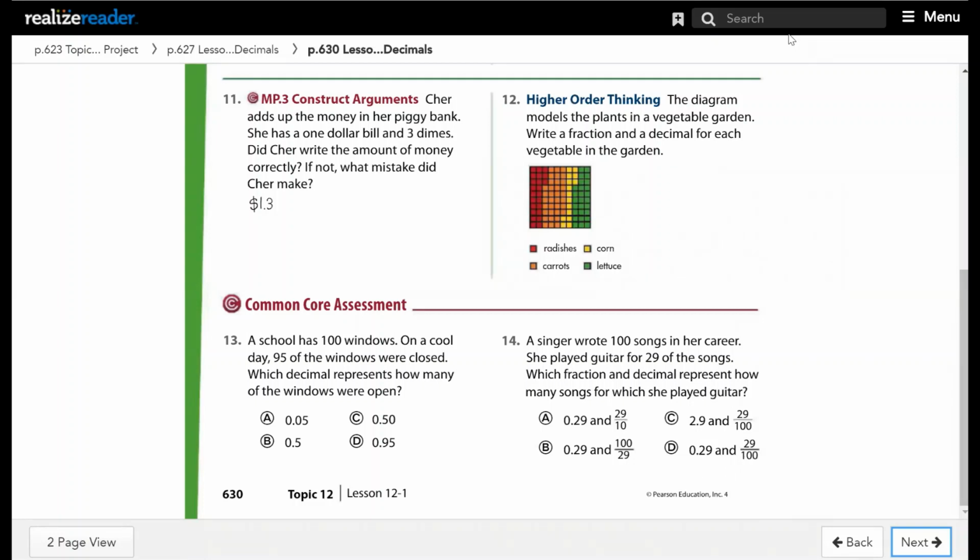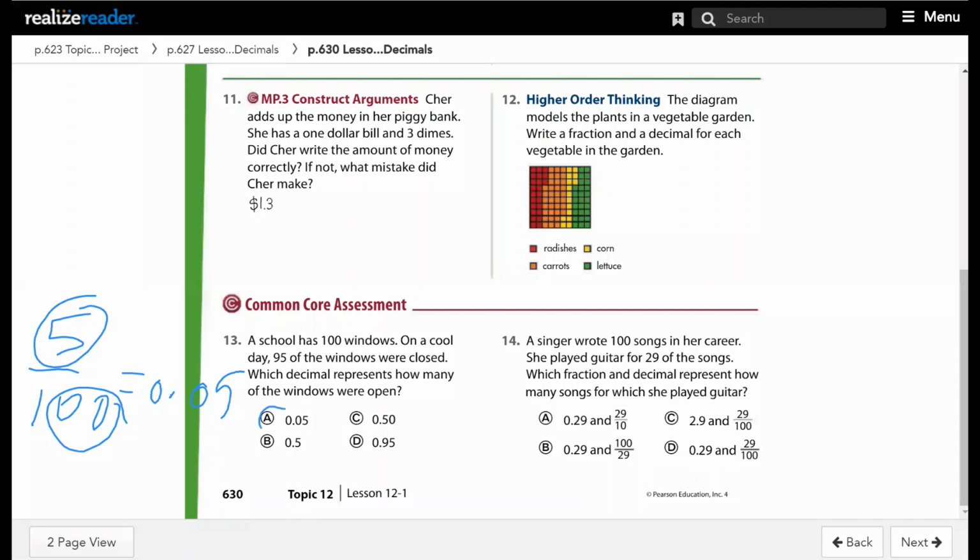Question number 13. A school has 100 windows. On a cool day, 95 of the windows were closed. Which decimal represents how many of the windows were open? 95 were closed out of 100 windows, so the open windows are 5. So 5 out of 100. Because I have 2 zeros, that means 2 numbers after the decimal point, and I have only 1 number here, so it becomes 05, and before the point 0, so 0.05, which is A.